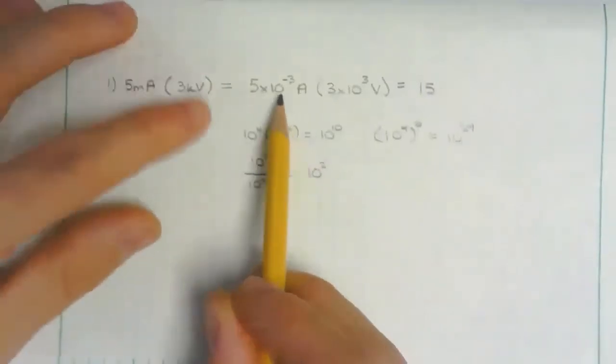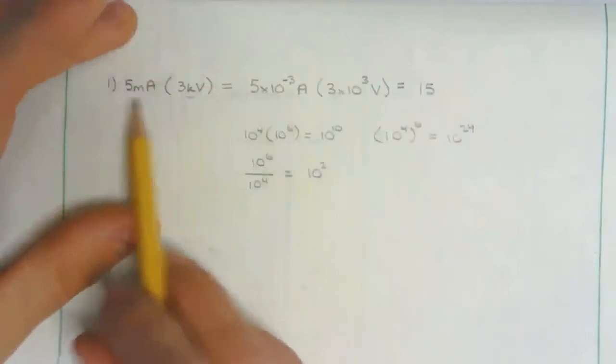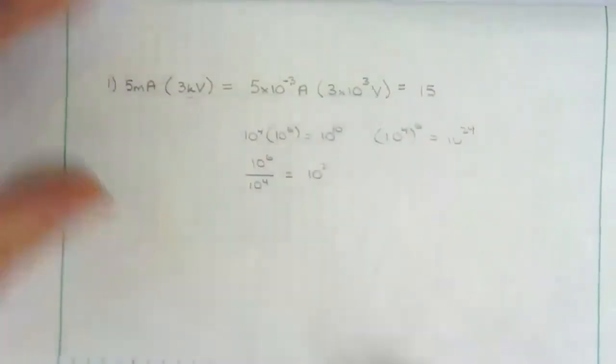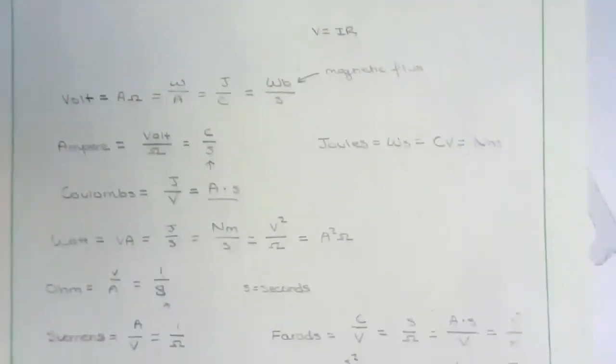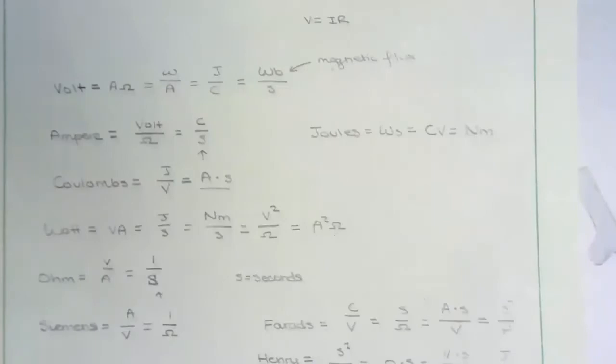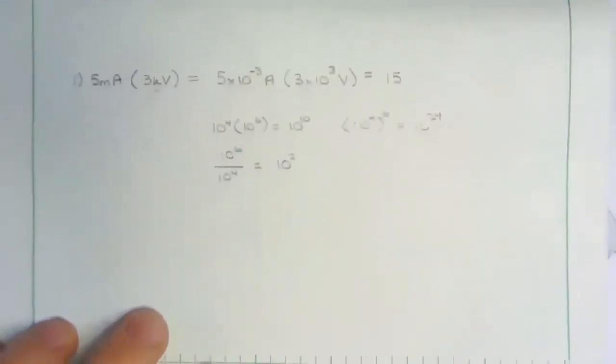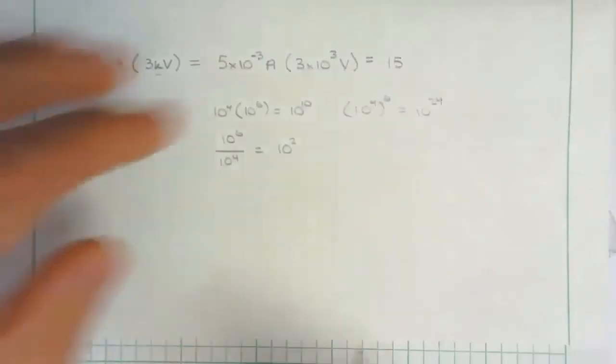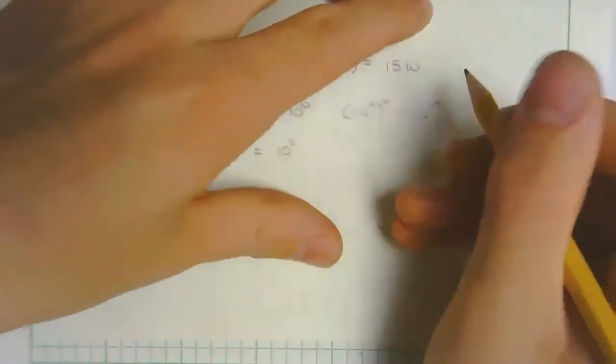And since I multiplied the milli and kilo out, we just have amps times volts. If we go back to our relationships, and maybe you'll have them down, we'll see amps times volts is watts. It's power. As we'll see in our power relationship being V times I, voltage times current. So we'll have 15 watts of power.